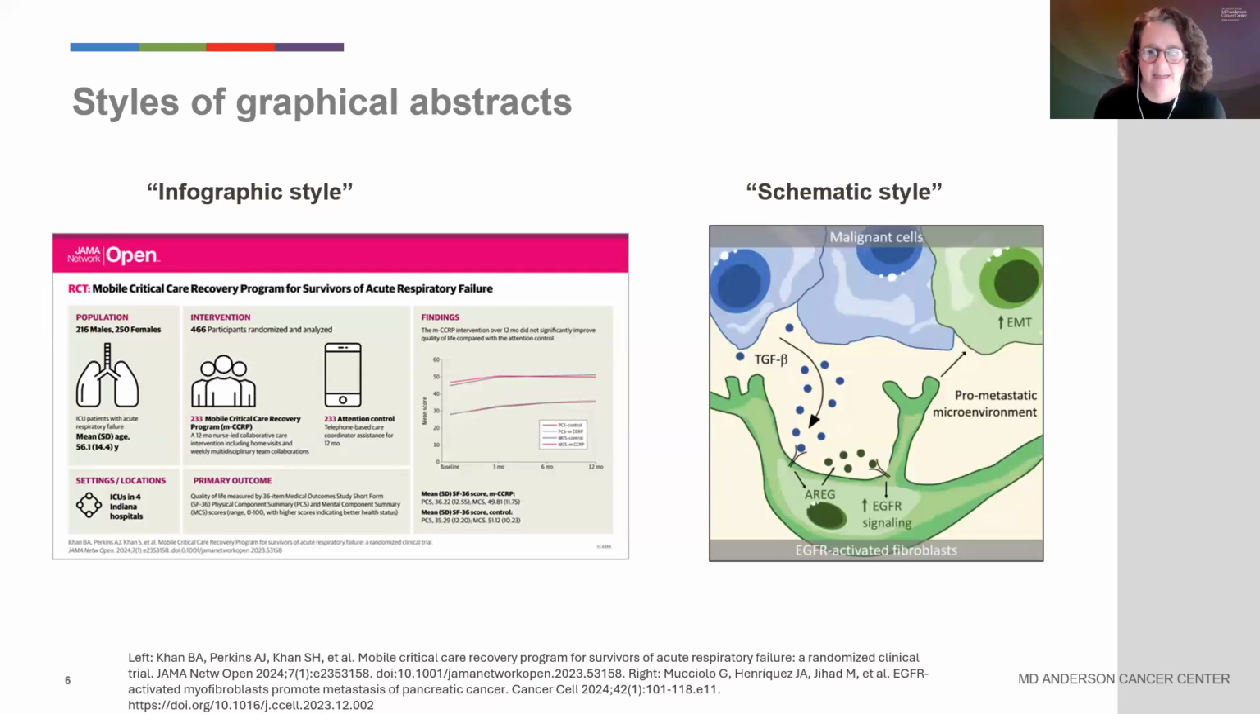So the infographic style seems to be preferred by clinical journals. I see it more often in those. And the schematic style by basic science journals. That's not universal, but it seems to be typical. The journal that pioneered the use of graphical abstracts was Cell and the Cell Press journals, and they use this schematic style. So you see there's different approaches, and I'm going to talk about some different design tips for these different approaches, and we'll look at examples of both.